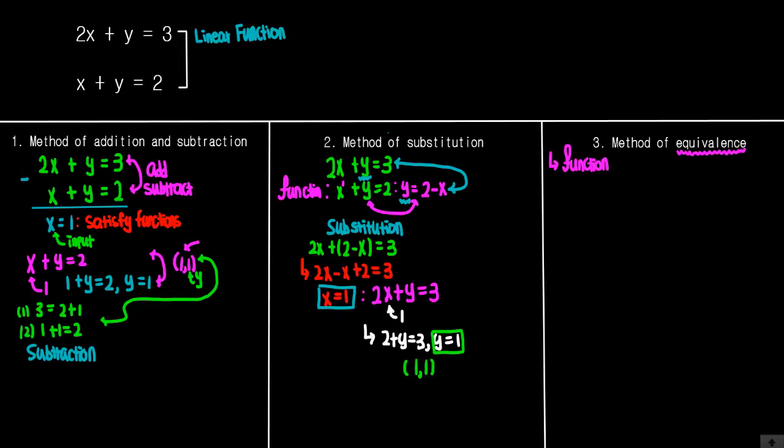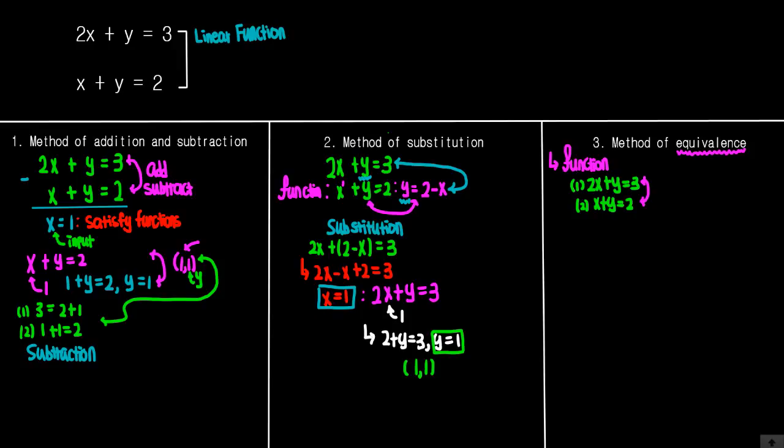Which means let's write our function down again. Our first equation was 2x plus y is equal to 3. And the second one was x plus y is equal to 2. And now we need to make every single equation into some specific function. And a function should always consist of y and x, input and output value.